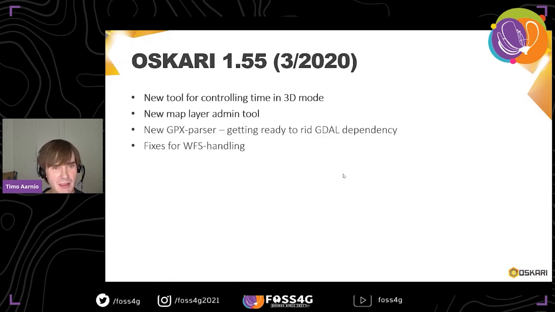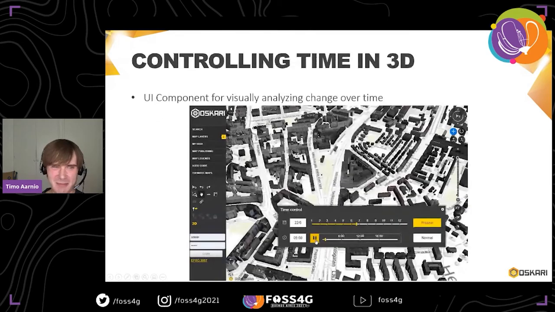Oskari 1.55, March 2020. We brought a new tool for controlling time in the 3D mode, and a new map layer admin tool was introduced. New GPX parser, getting ready to get rid of GDAL, however you like to pronounce it, and some fixes for web feature service handling. Just to note, I have 0 to 2 bolded bullets on each version, so I will tell a couple more words on those because I like to highlight them.